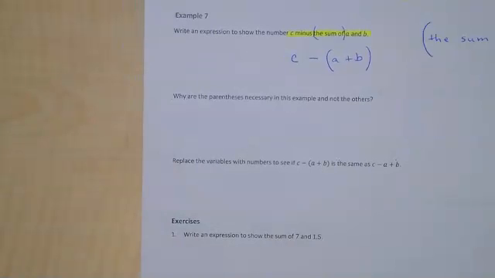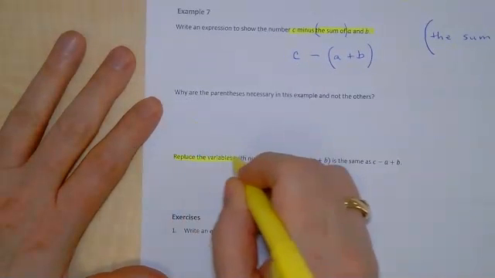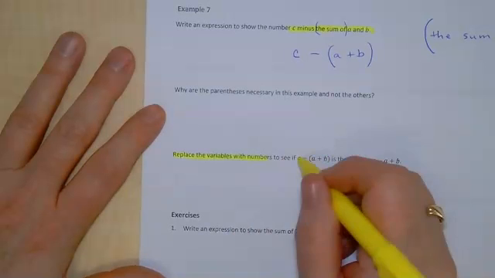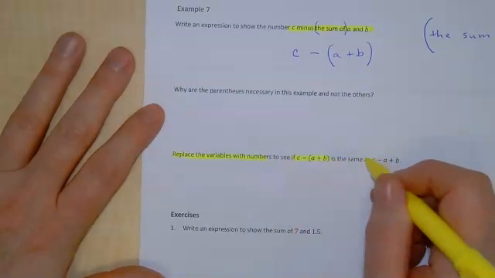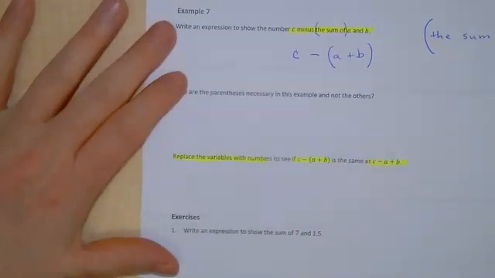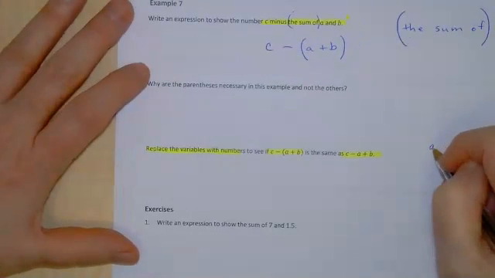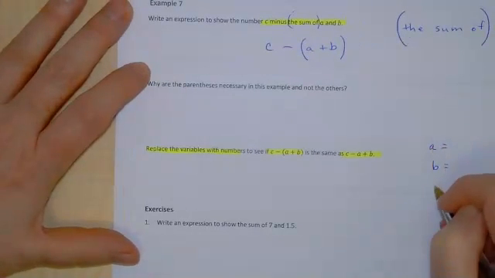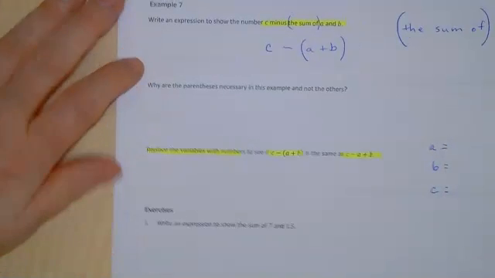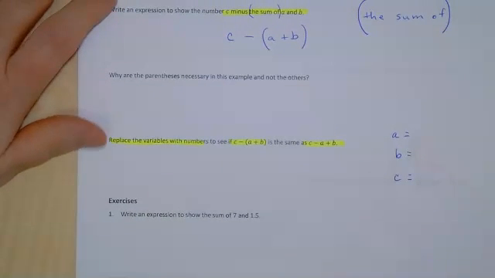Here it says to replace the variables with numbers to see if this is the same as this. So give me a minute here. I've got an A, a B, and a C, so we have to pick numbers for that. Jason, pick a number between 1 and 10, and I'll let you pick the number for A. What do you want to pick?